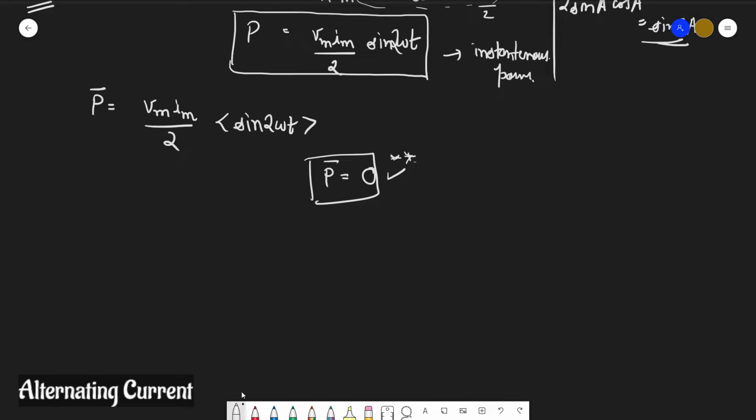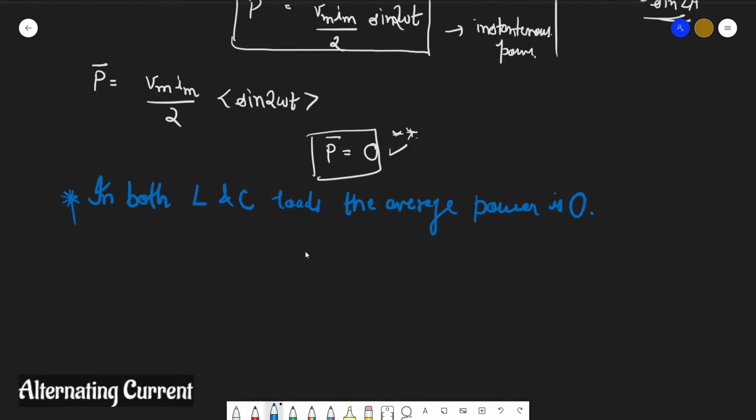So you see that in both inductive and capacitive loads, that is, L and C, the average power is 0. On an average, there is no power consumed in this circuit, it is 0. Okay, this is also a point. Now, if I draw the power curve, let us plot all the curves together.